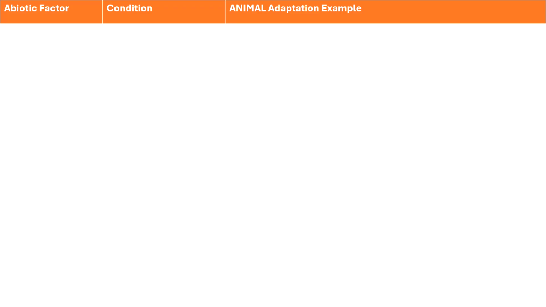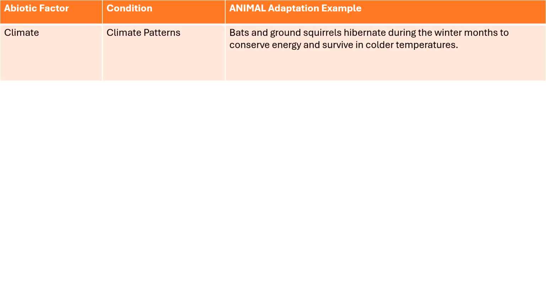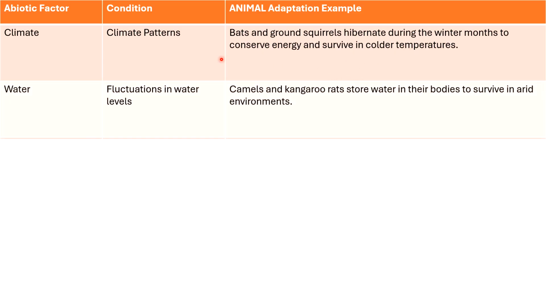Now let's do the same with animals. So we have that climate patterns cause bats and ground squirrels to hibernate during the winter months in order to conserve energy and survive in these colder temperatures. Then we have fluctuations in water levels, where camels and kangaroo rats store water in their bodies to survive in arid or dry environments caused by the lowering of water levels.